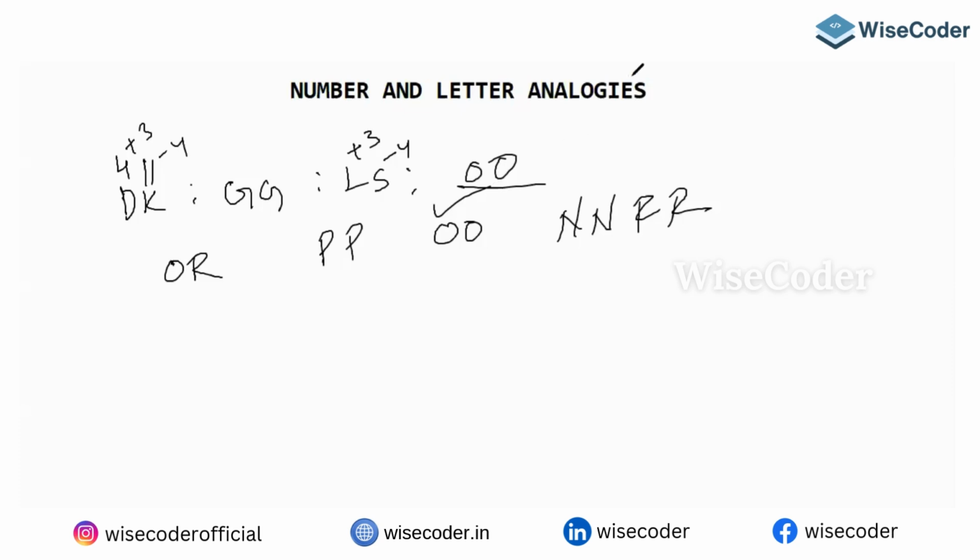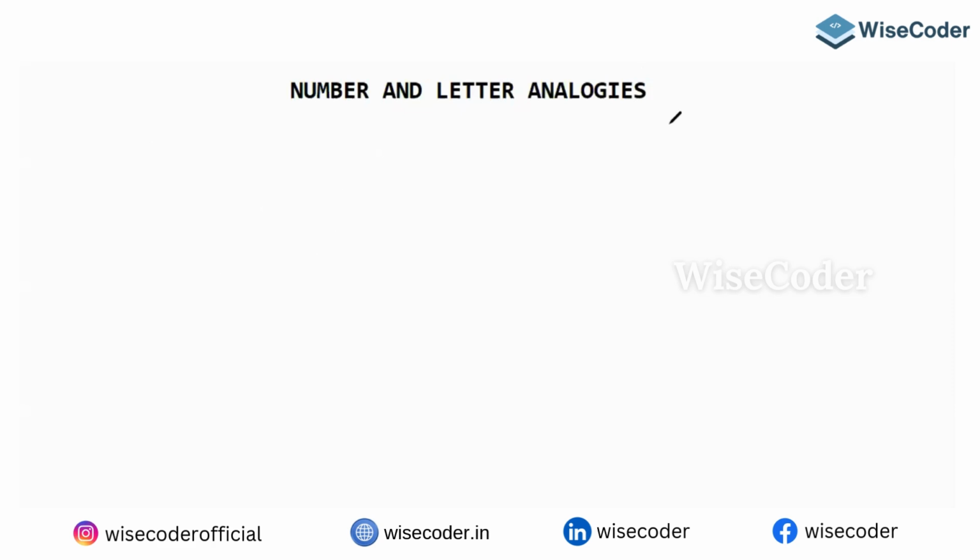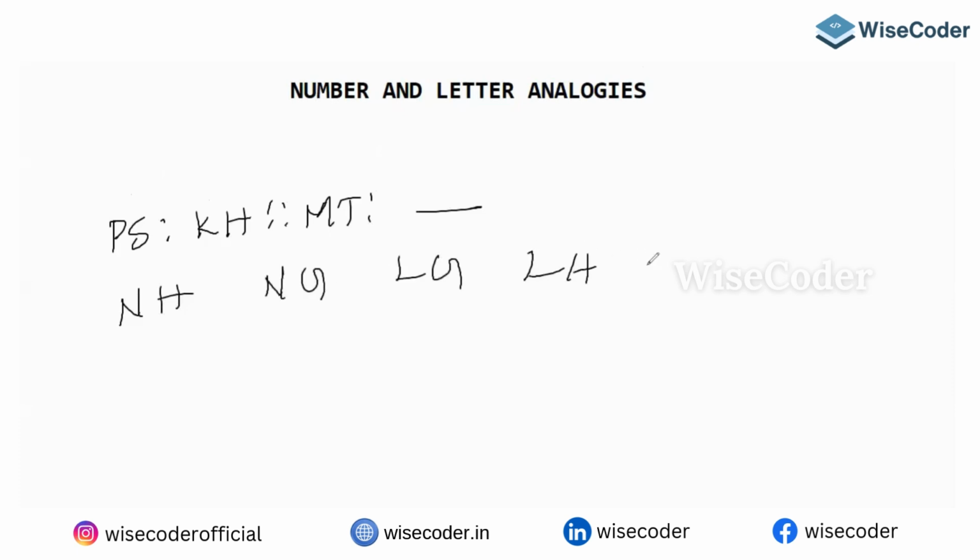Next question, guys. If you closely look here, DK is done. Next one, PS is KH. Then MT dash. Your options are NH, NG, LG, LH, and MG. So P and S: 16, 19, 11, 8. Is there any connection between these? I'm not seeing any connection.